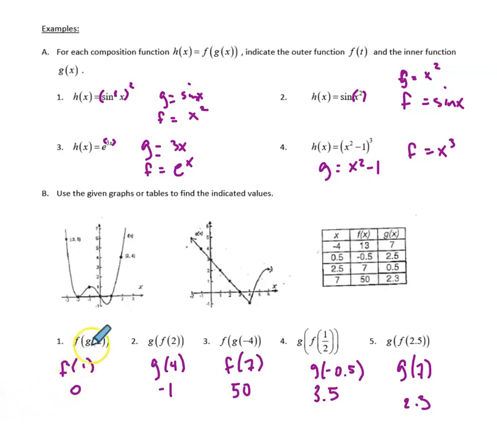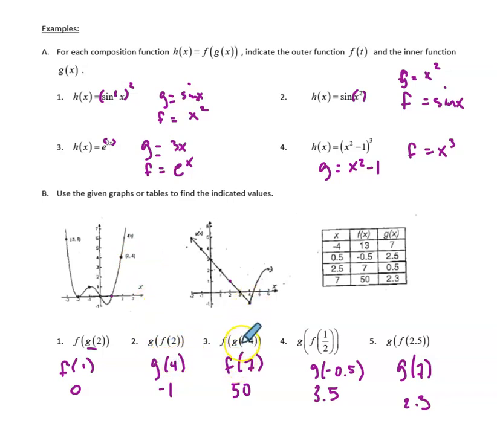All right, to check your work, first thing I do for each of these is I evaluate the inside function. g of 2 I find from the graph is equal to 1, and then f of 1 I find from the graph of f is 0. f of 2 I find from the graph is 4, and then I evaluate g of 4 from the graph of g and get negative 1.